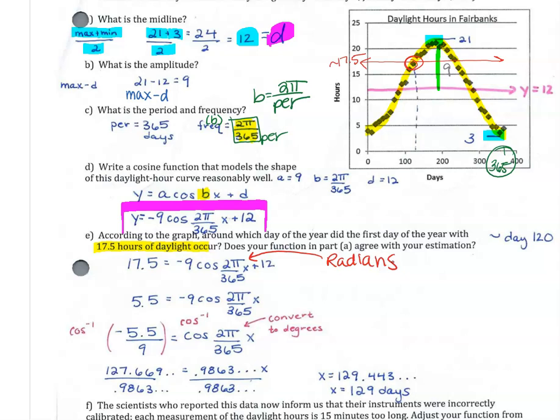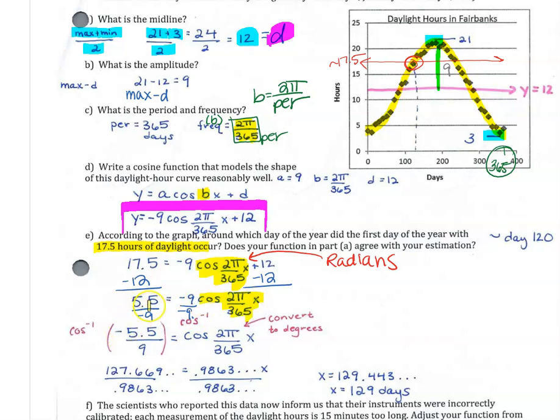So in order to solve for x, the first thing I would do is try to isolate this part of the equation. That's why you're seeing me subtract 12, and that's where this 5.5 is coming from. And then I'm dividing by -9, because again, I'm trying to isolate this cosine of 2 pi over 365.